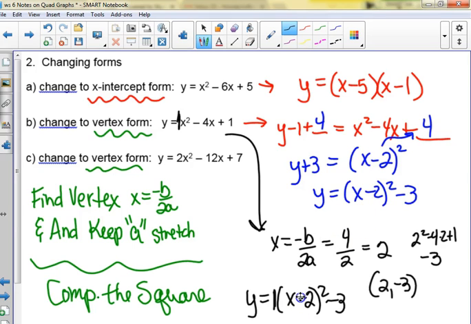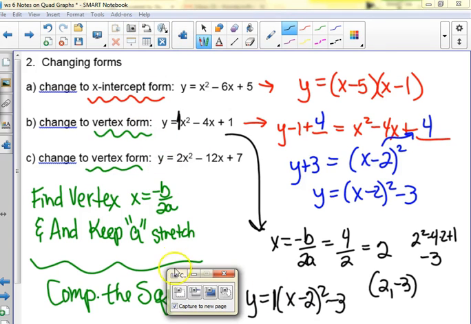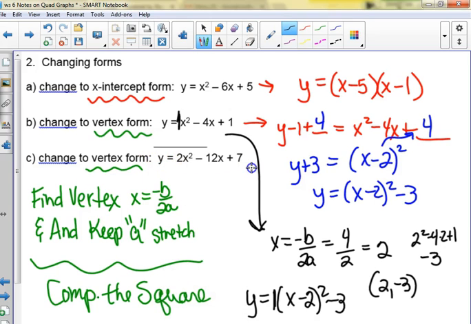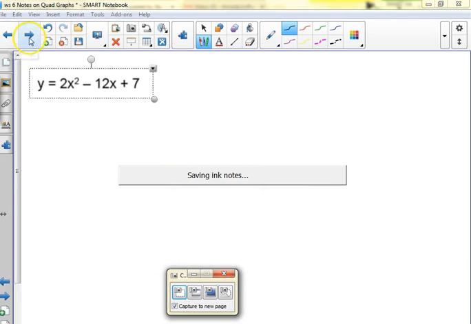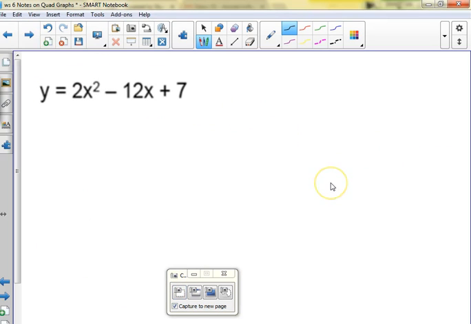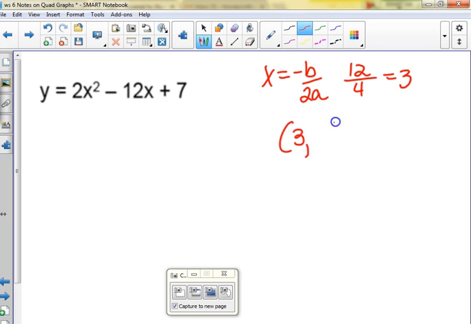Okay. Now, for part C here, my first choice probably would not have been completing the square. So I'm going to show you x equals negative b over 2a. No, we're trying to find the vertex. We're not trying to find the zeros. Otherwise, you'd be doing the quadratic formula. But to find the vertex, what's negative b? Over twice the a value. So we get 3. So the vertex starts with a 3.